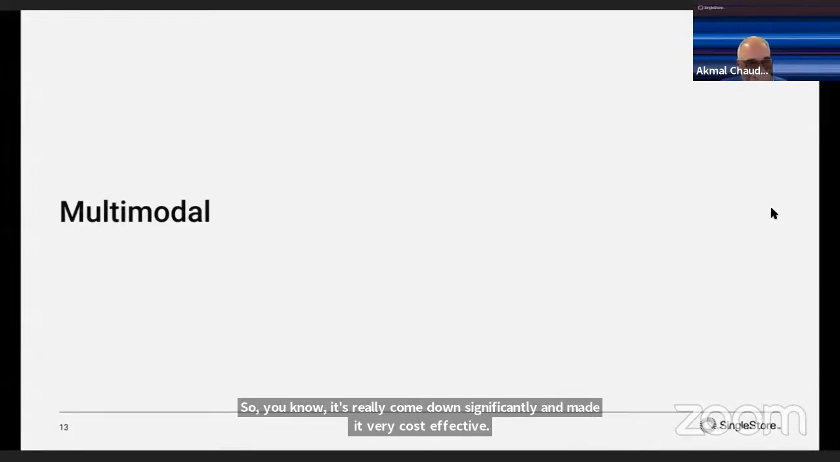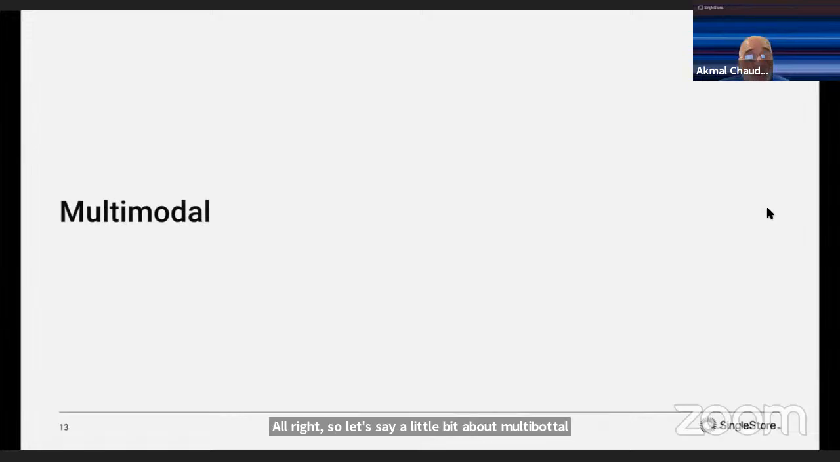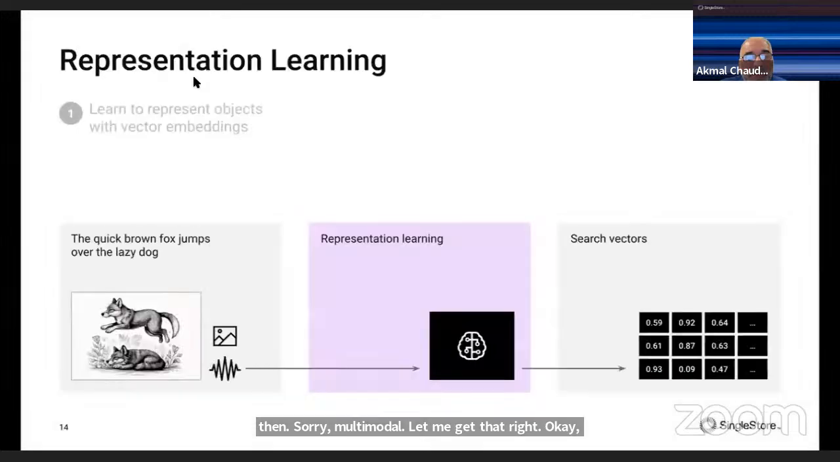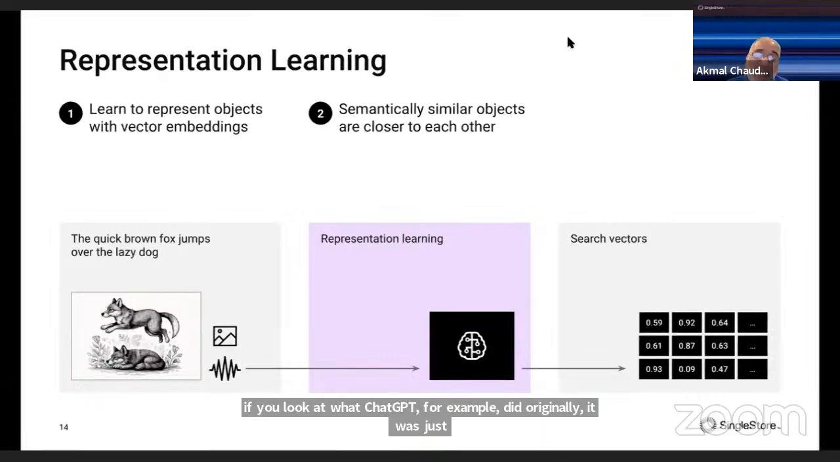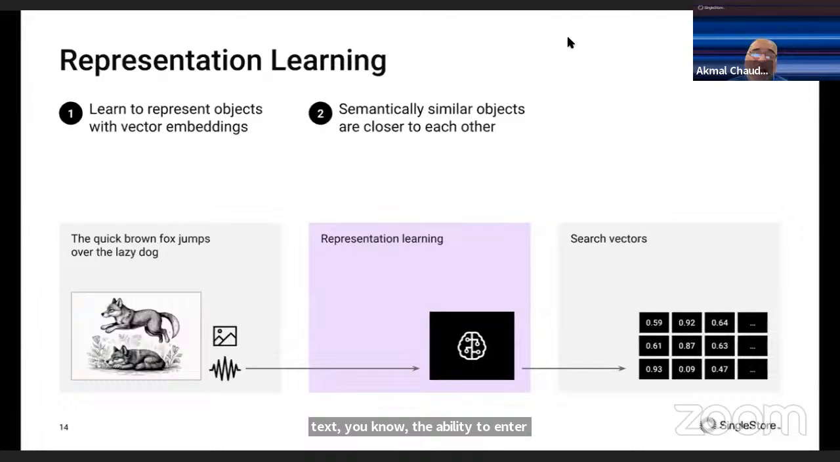All right, so let's say a little bit about multimodal then. We talked about multimodal earlier, so what do we mean? Well, the idea here is that historically, if you look at what ChatGPT, for example, did originally, it was just text. You had the ability to enter text, and it has a huge corpus that it's been trained on, and it will go away and come back almost like magic, giving you these wonderful answers and building up these sentences. It's almost like talking to a real person, right?